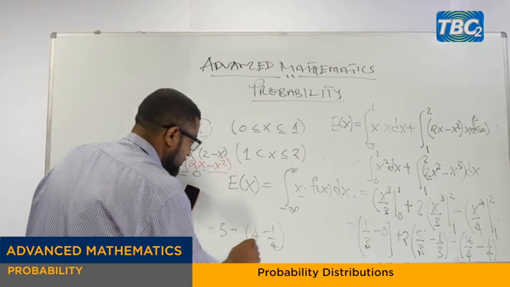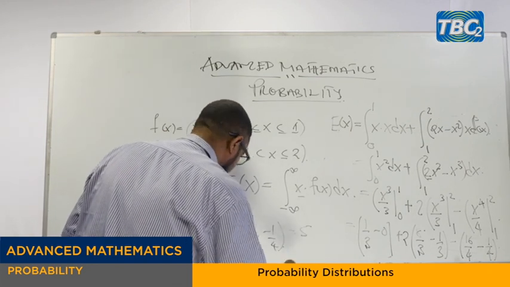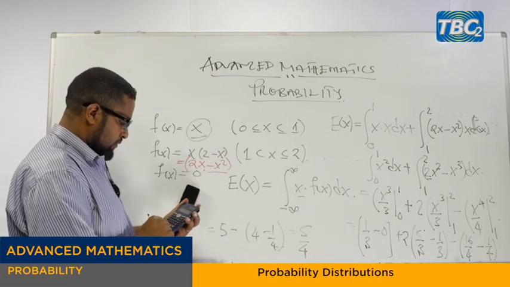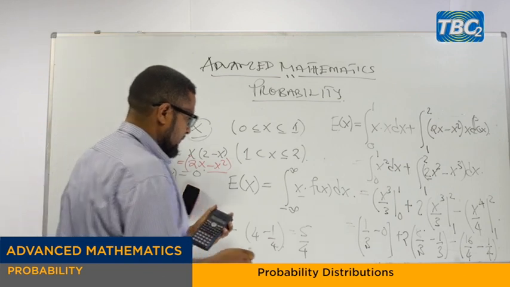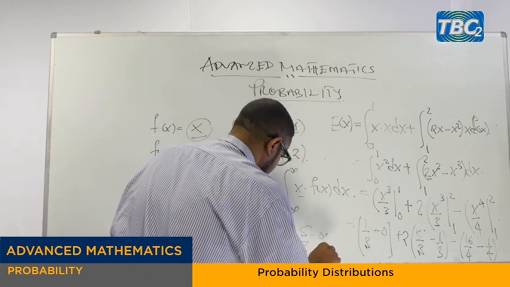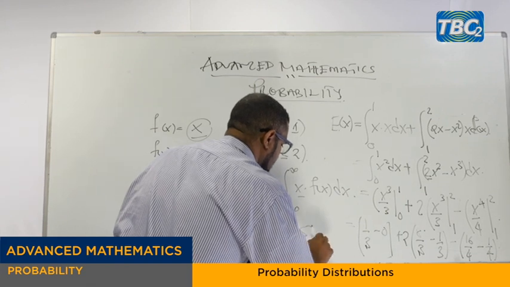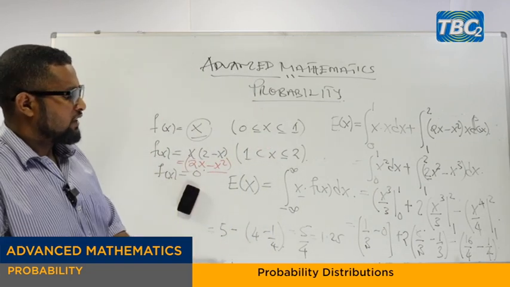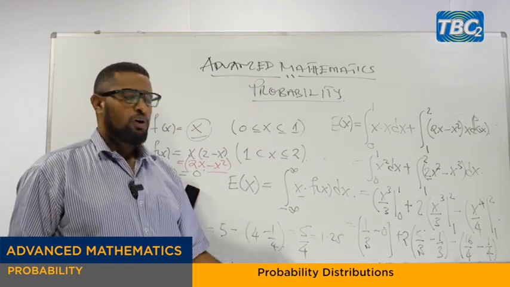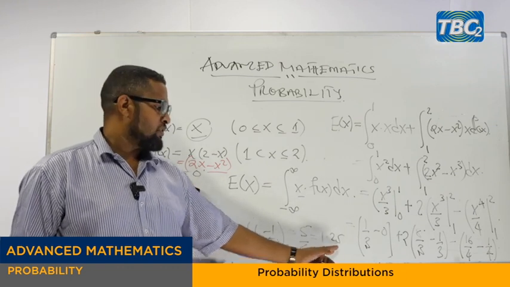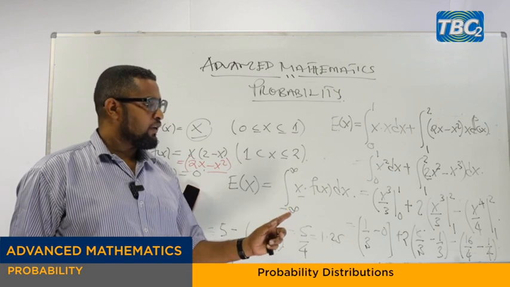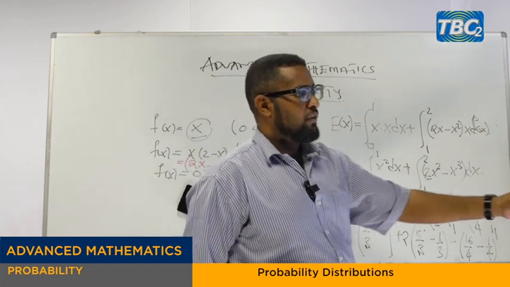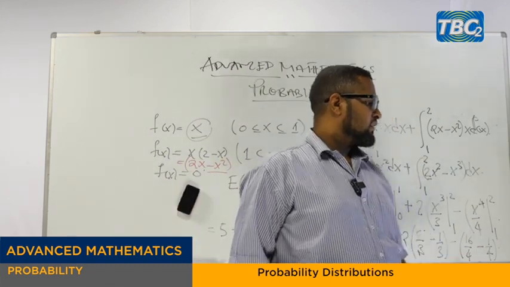The final solution is 5 over 4, which when you write in decimal will be 1.25. So you may decide to leave your answer in fraction form or in decimal number like that one, 1.25. That one is how to find the expectation of variable x under continuous random variable x. Now let's check the second one.